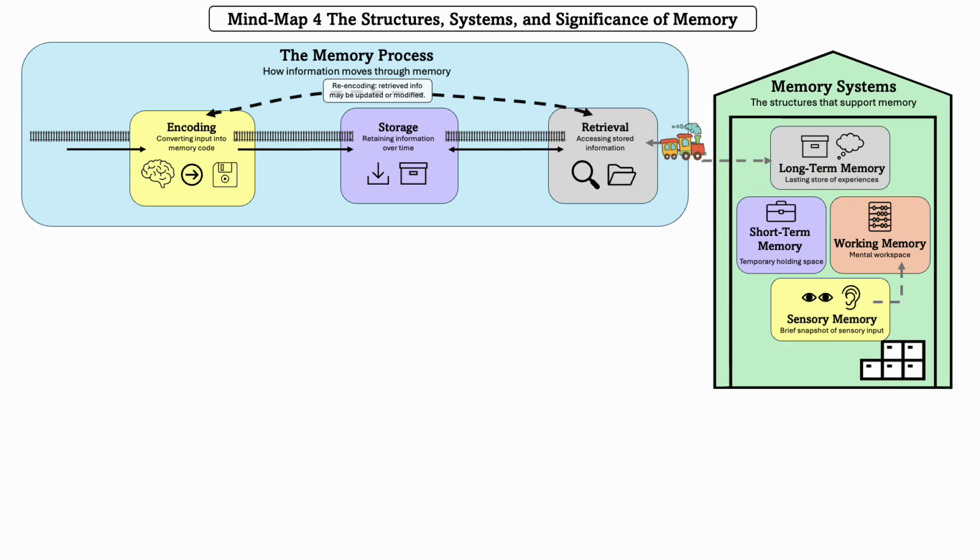Finally, long-term memory, shown by the storage box and thought cloud, is our lasting store of knowledge and experiences. Its two-way link with retrieval shows how memories are recalled and sometimes rewritten, creating a continuous loop among the systems.